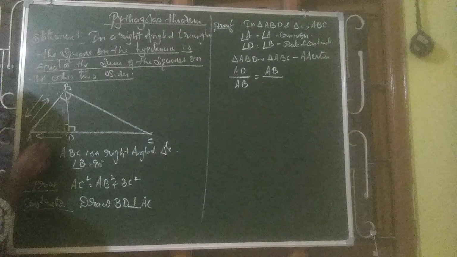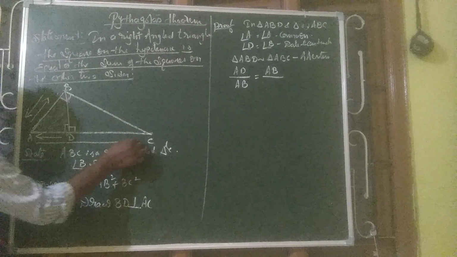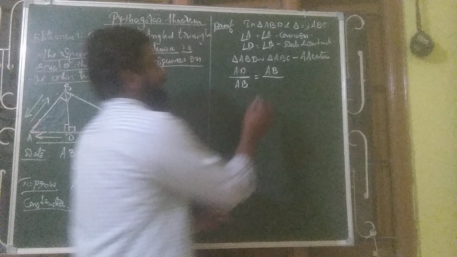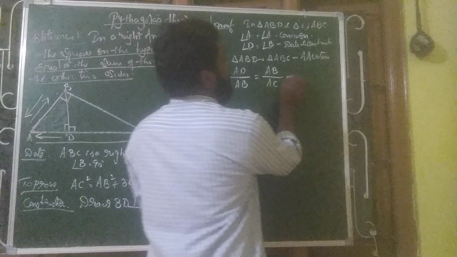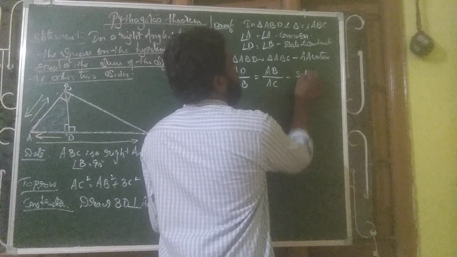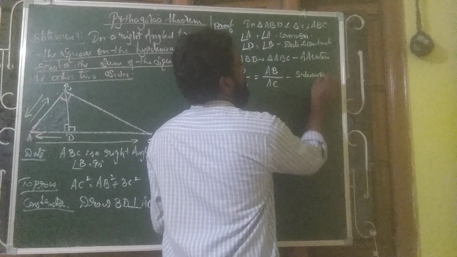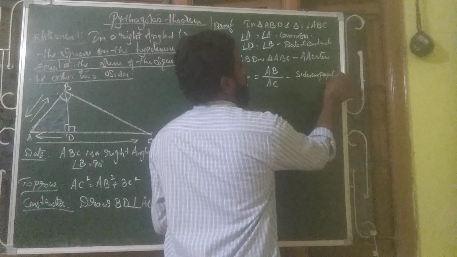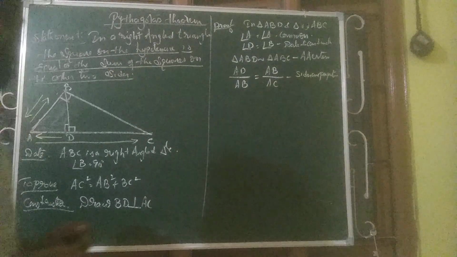Then going home, that is AC. This is called sides are proportional. Sides are proportional. How can we say?